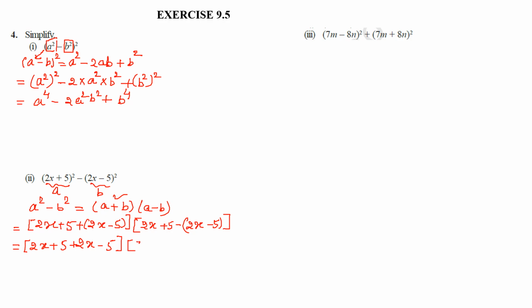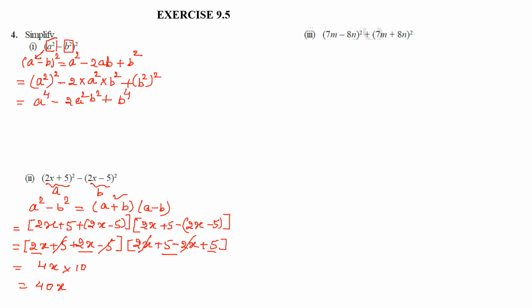Now here it will be 2x plus 5. Now before the bracket there is a minus sign, so the sign will change for the expression inside the bracket. So it will become minus 2x plus 5, right? And now 5 and minus 5 will become 0, and 2x and minus 2x will be 0. So I am left with 2x plus 2x which will give me 4x, multiplied by 5 plus 5 which will give me 10. So 4x into 10 will give me 40x. So this is question number 2.